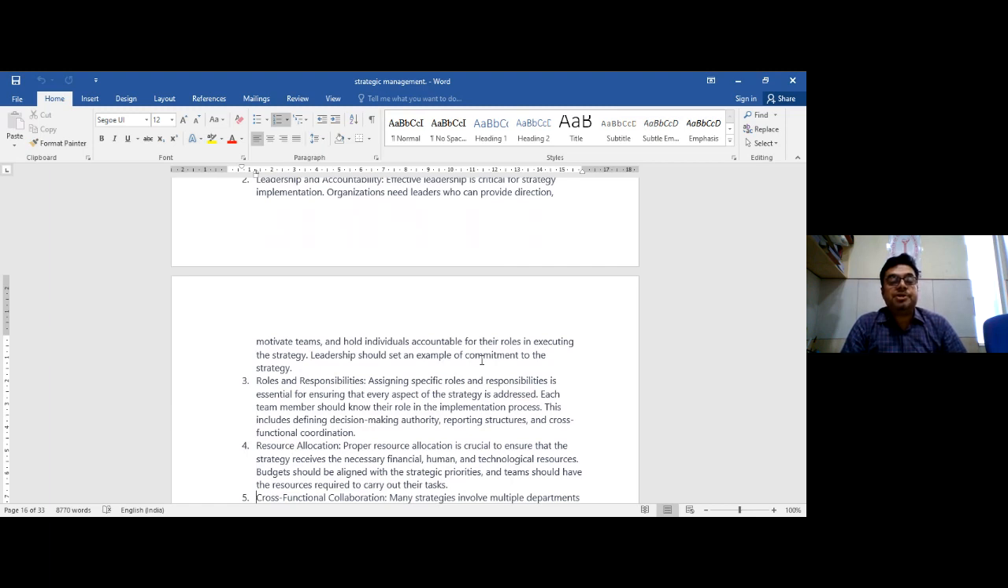The resource allocation. Proper resource allocation is crucial to ensure that the strategy receives the necessary financial, human, and technological resources. Budgets need to be aligned with the strategic priorities, and every team should have the resources to carry out their tasks.